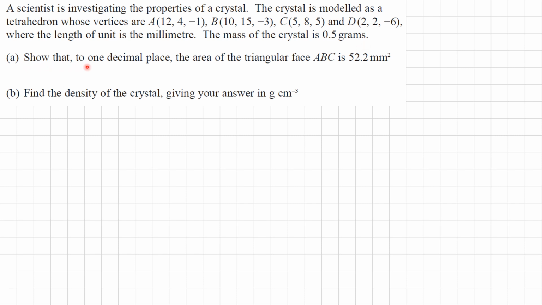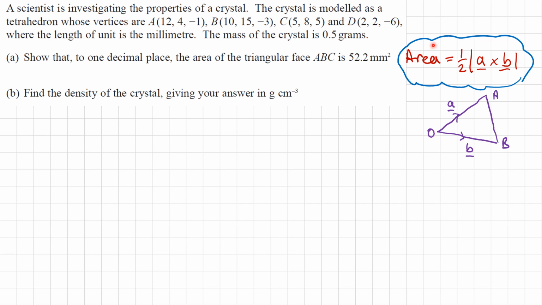Part A, show that to one decimal place the area of the triangular face ABC is 52.2 millimeters squared. So this is the formula to find the area of a triangle when it's like this. For my A and B here, I'll use the vectors AB and AC. You could use BC if you wanted to instead.